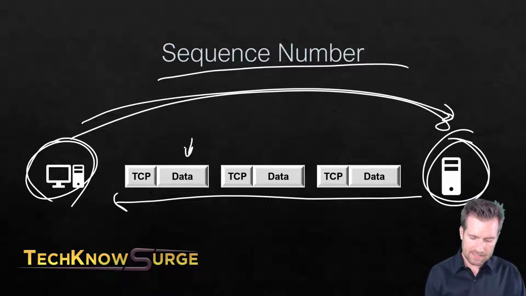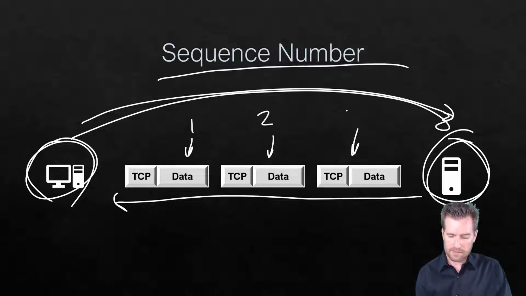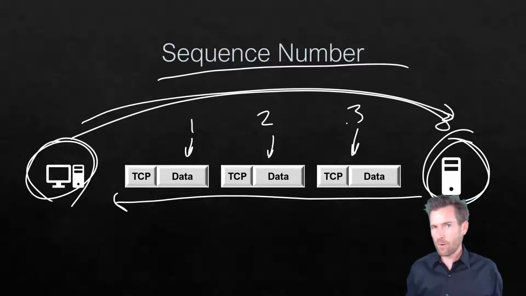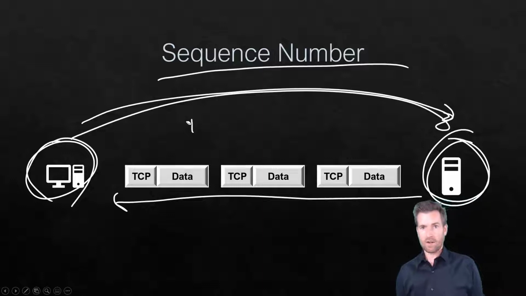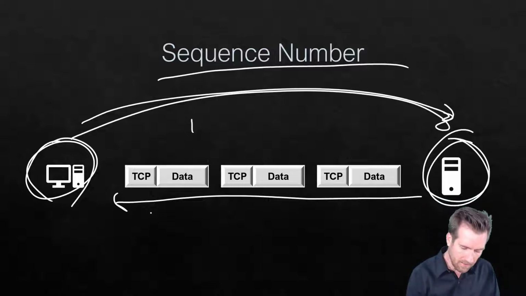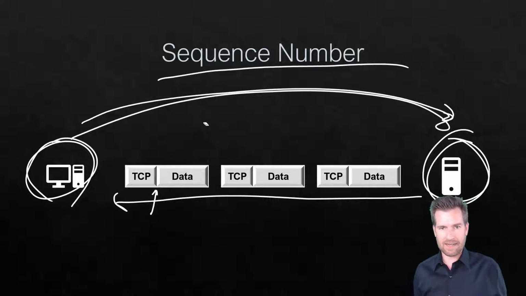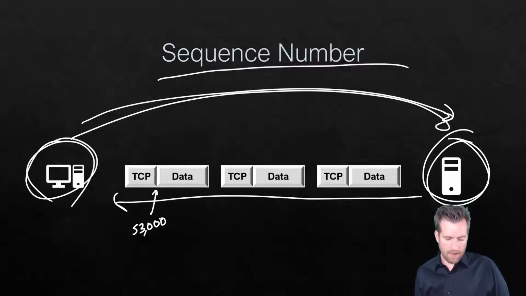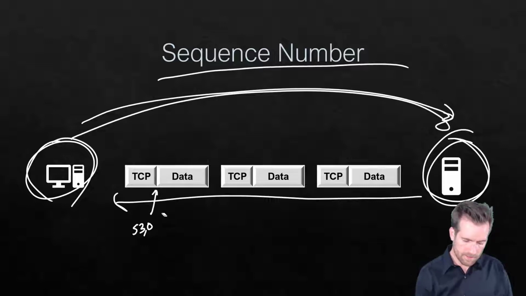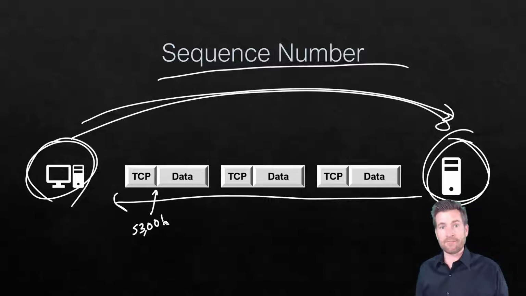So let's say that this is the first segment, this is the second segment, this is the third segment. And before I labeled these as 1, 2, and 3, but I did specify it's not quite the way the numbers actually look. So let's take a look at what the numbers actually look like. What it does is label the first byte that's coming across in that data. It's just the data part of this, and it gives it a number. We're going to say it's going to label it as 53,000. Maybe in the interest of simplicity, I'm going to label this 53,001. All right, 53,001 is the first byte.